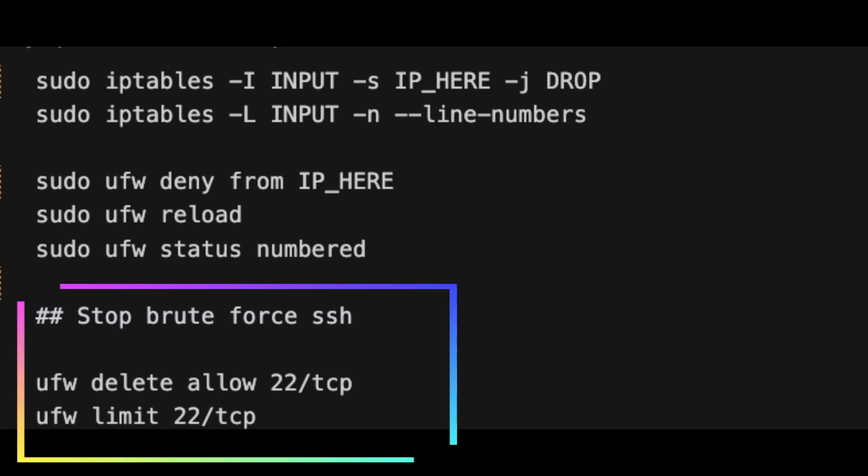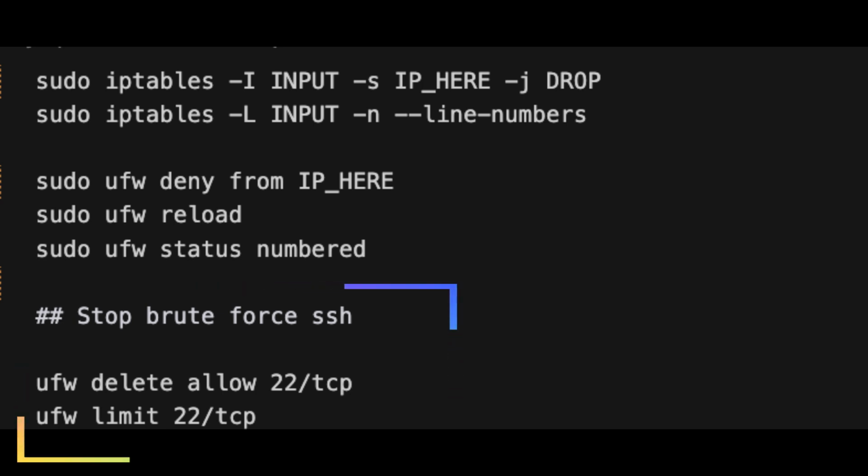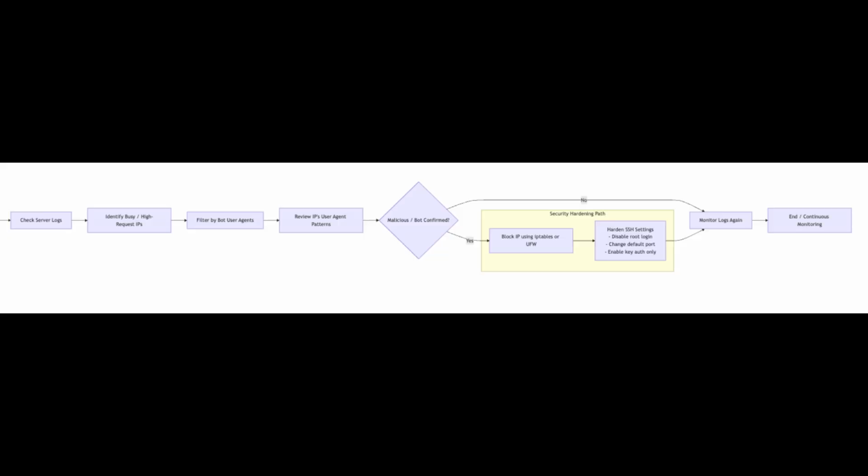I also limited SSH. Instead of leaving port 22 fully open, I switched to limit on 22 so brute force attempts get throttled. So the flow is find busy IPs from the log, filter by bot user agents, check the IP's user agents, then block with iptables or UFW and lock down SSH. That's how I learned to block bots attacking Cryptogrammar.